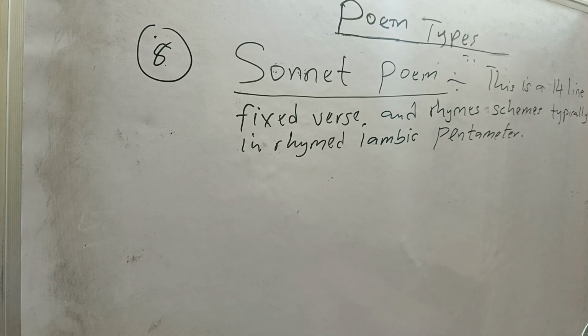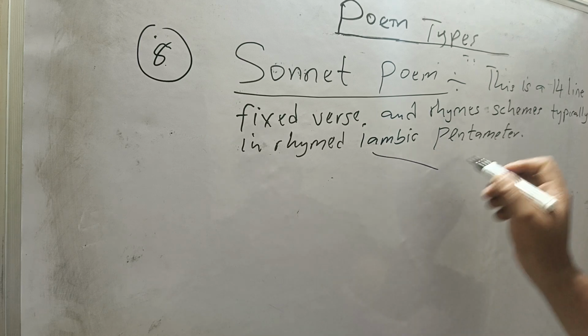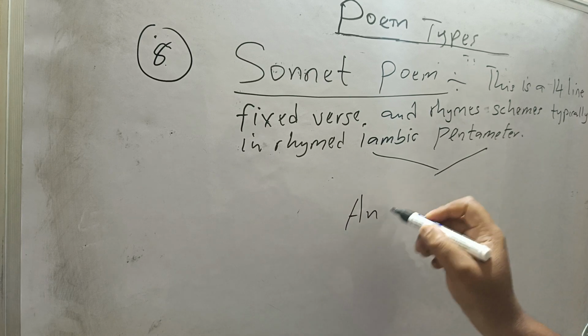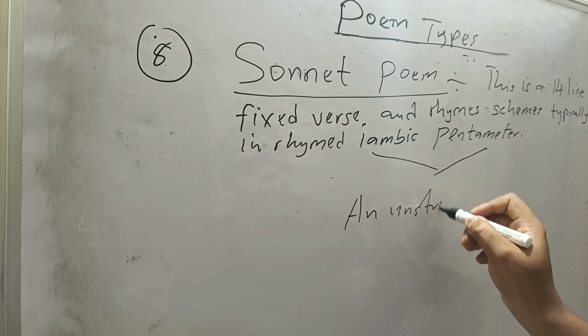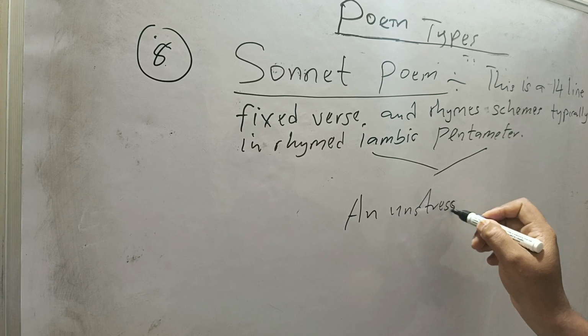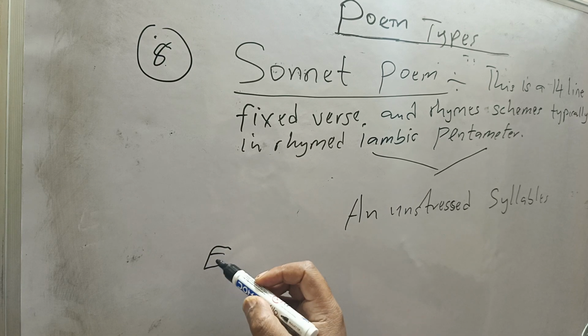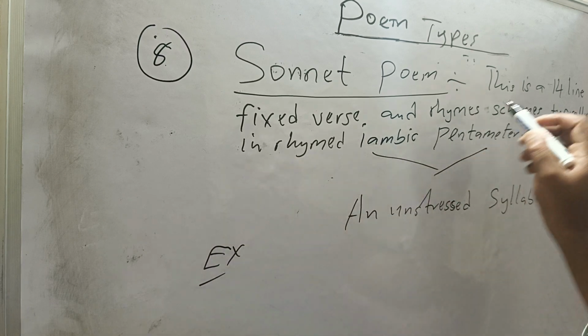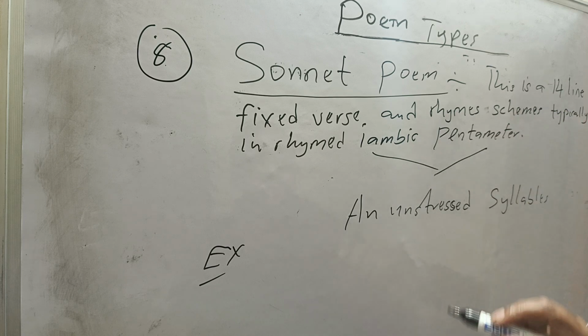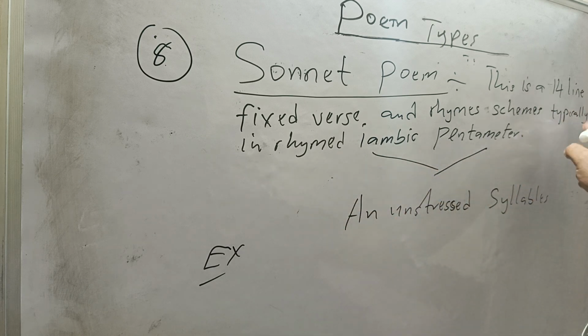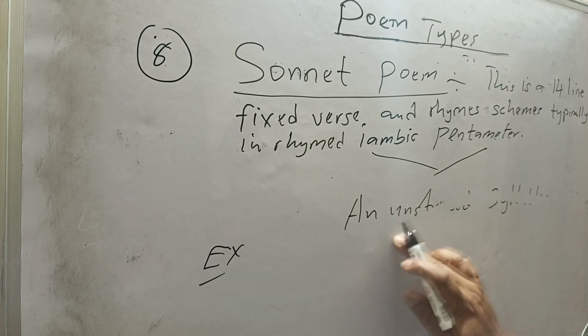So, this literally means an unstressed what? Syllable. So let's take a look at an example of this. What does this say? This is a 14 line. It's a 14 line. So fixed typically on the right side. So let's take a look at the example.